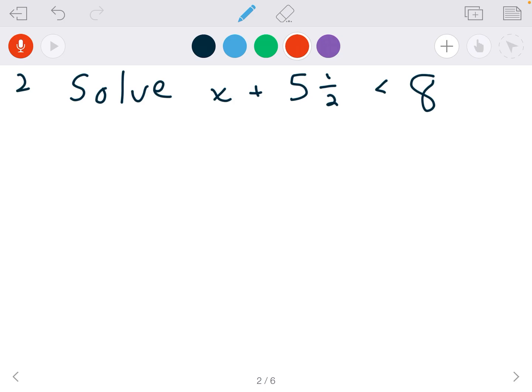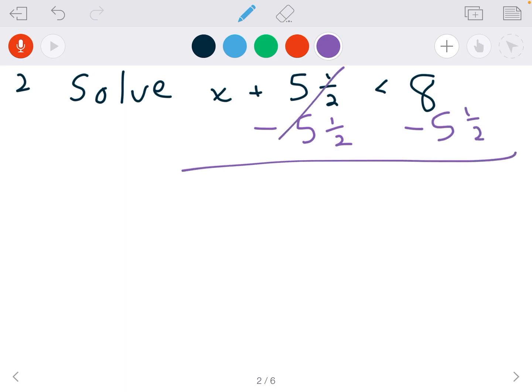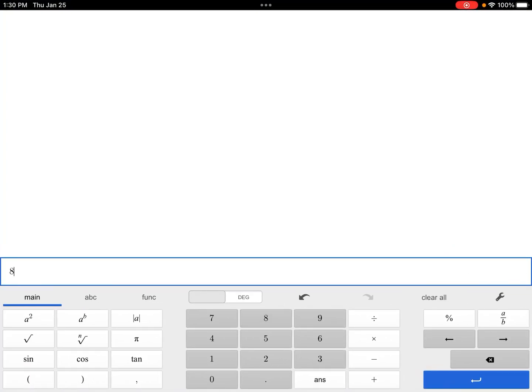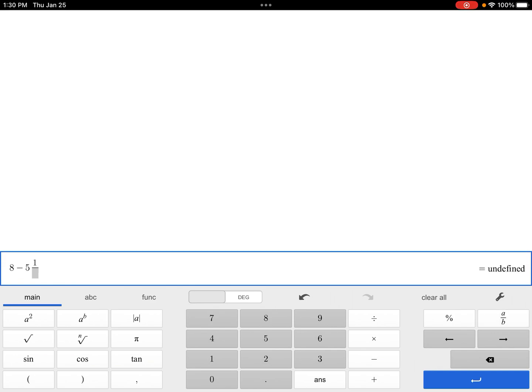So on this next one, we have solve the inequality x plus 5 and 1/2 is less than 8. So we're going to minus 5 1/2 from both sides. We don't have to make them improper fractions because we're not multiplying or dividing. So x is greater than, and I'm going to use my decimals calculator for this, 8 minus 5 1/2. So I'm going to do 8 minus 5. Remember, I can use that fraction symbol for 1/2. And then it gives me 2.5.